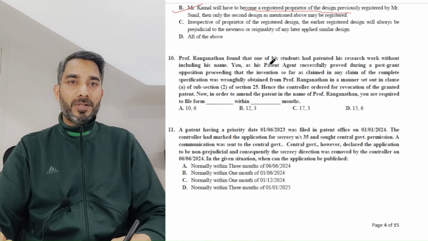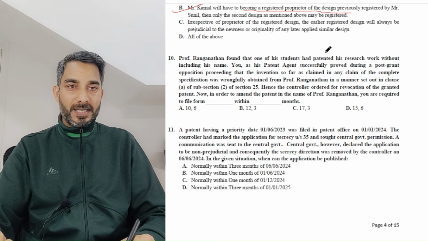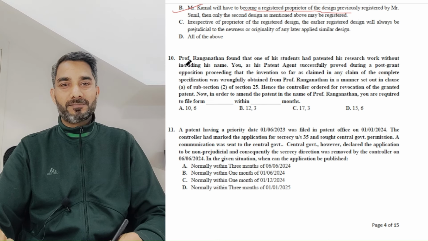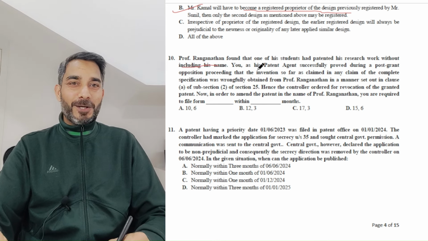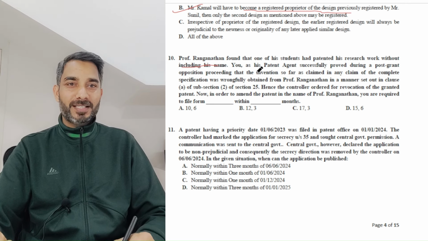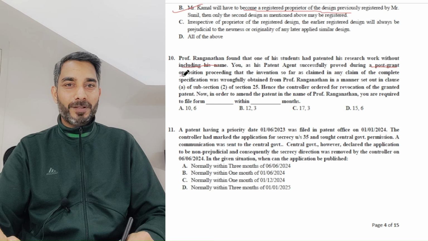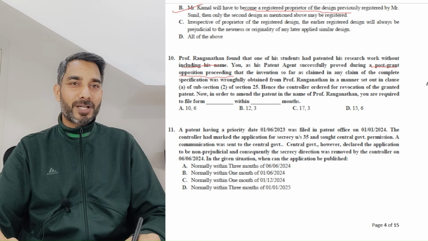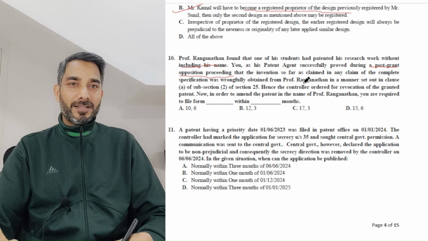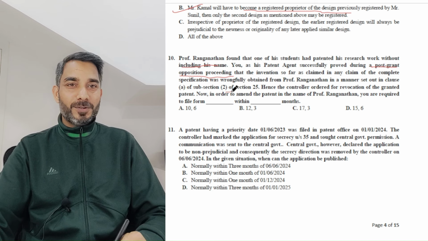Professor Ranganathan found that one of his students had patented his research work without including his name. Not good. You as his patent agent successfully proved during a post-grant opposition proceeding that the invention was claimed in any of the claim. Similar claim as the previous question, right? This is post-grant opposition, section 25(2). Hence, the controller ordered for revocation of the granted patent.